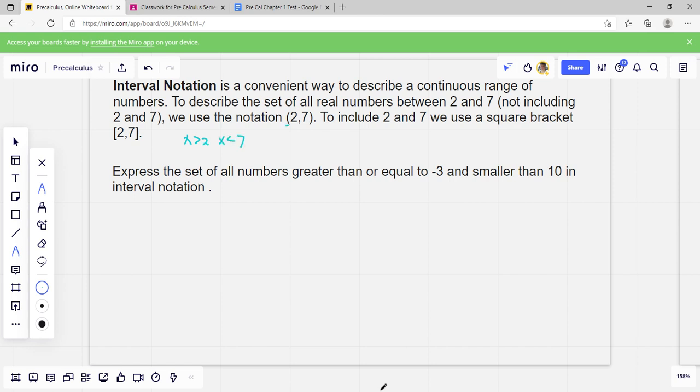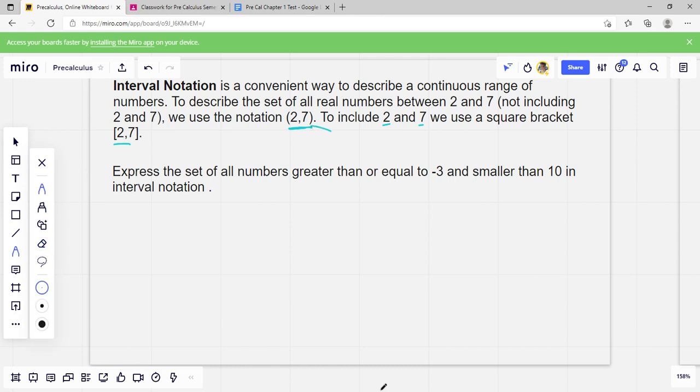We're going to use parentheses, and I know this looks like an ordered pair, but you're going to be able to tell from the context of how you're using it that this is interval notation. Now, if we wanted to include 2 and 7, we would use square brackets. The way that we wrote this last year in Algebra 2 looks like this.